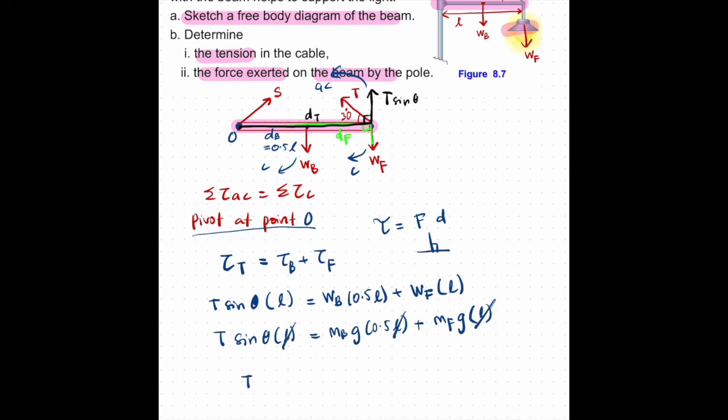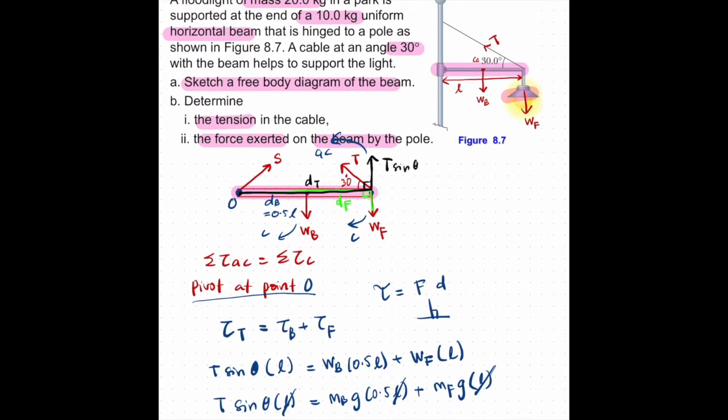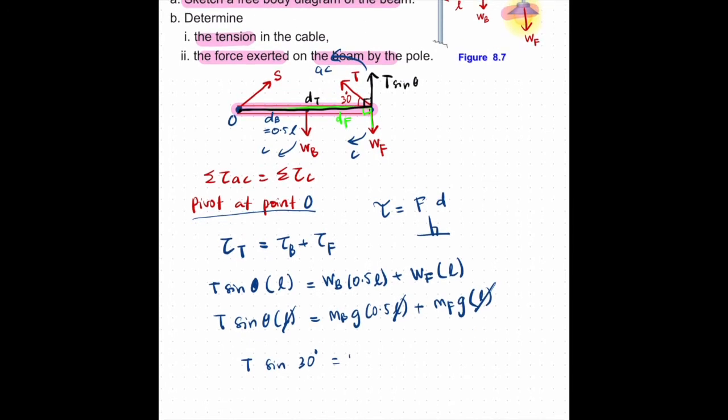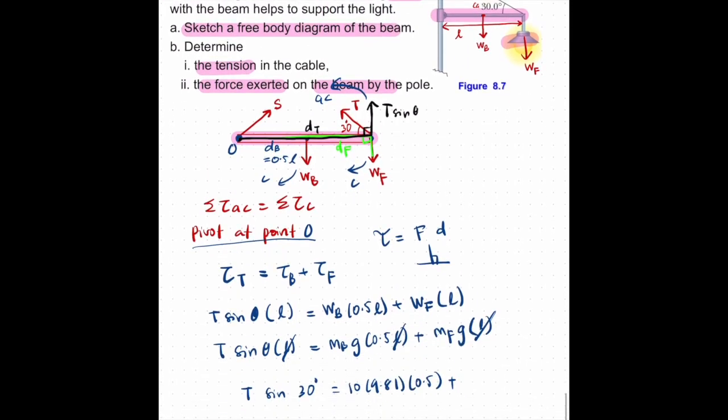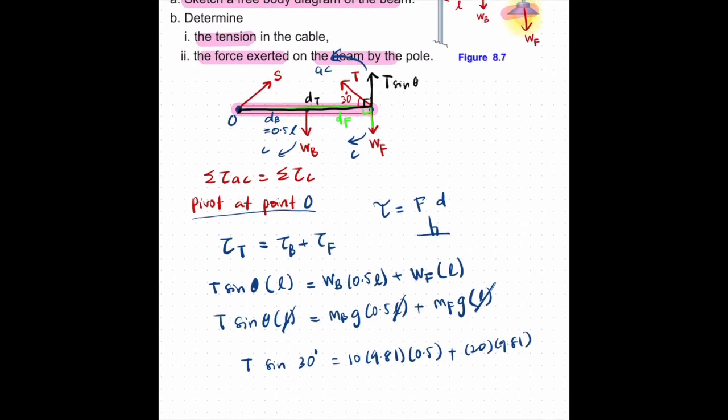Then T sine 30 is equal to the mass of the beam, which is given as 10 kilograms, 10 times 9.81 times 0.5, plus the mass of the floodlight, 20 times 9.81. Then you will get the answer for T. The answer for T is equal to 490.5 Newton.